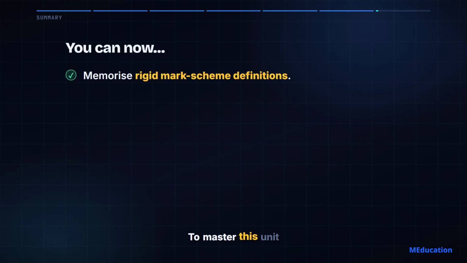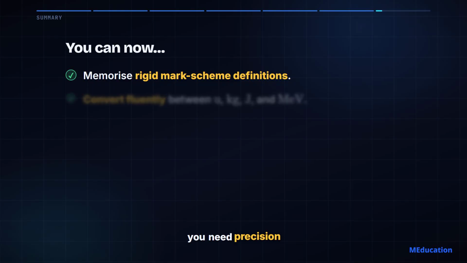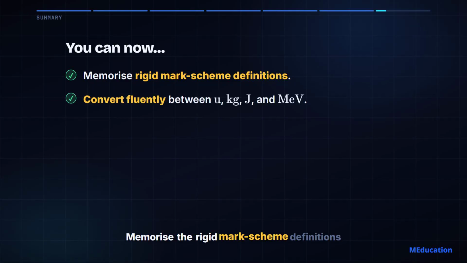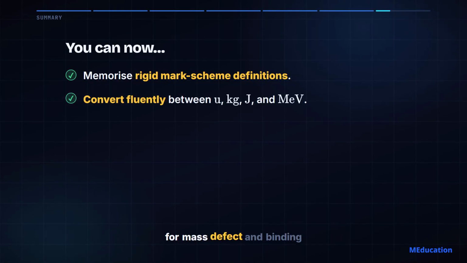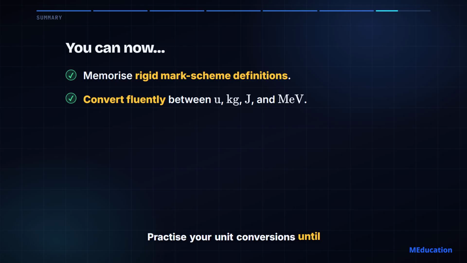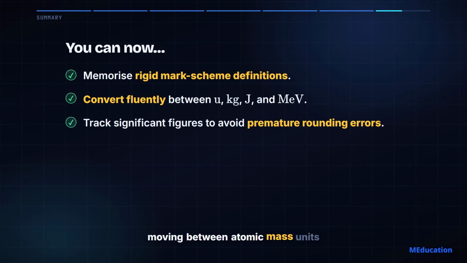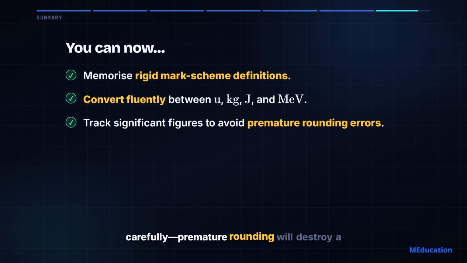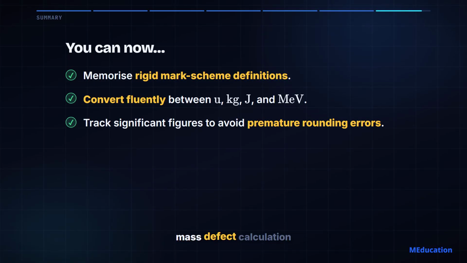To master this unit, you need precision. Memorize the rigid mark scheme definitions for mass defect and binding energy. Practice your unit conversions until moving between atomic mass units, kilograms, and mega-electron volts is second nature. And track your significant figures carefully. Premature rounding will destroy a mass defect calculation.